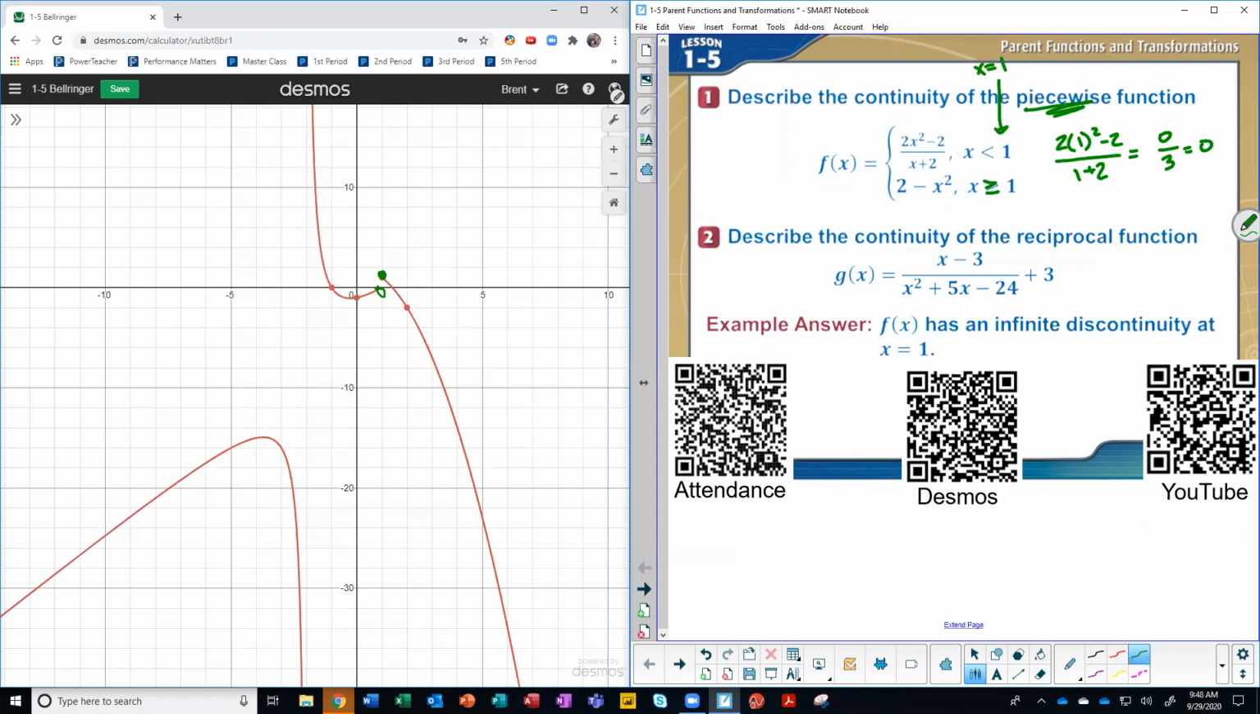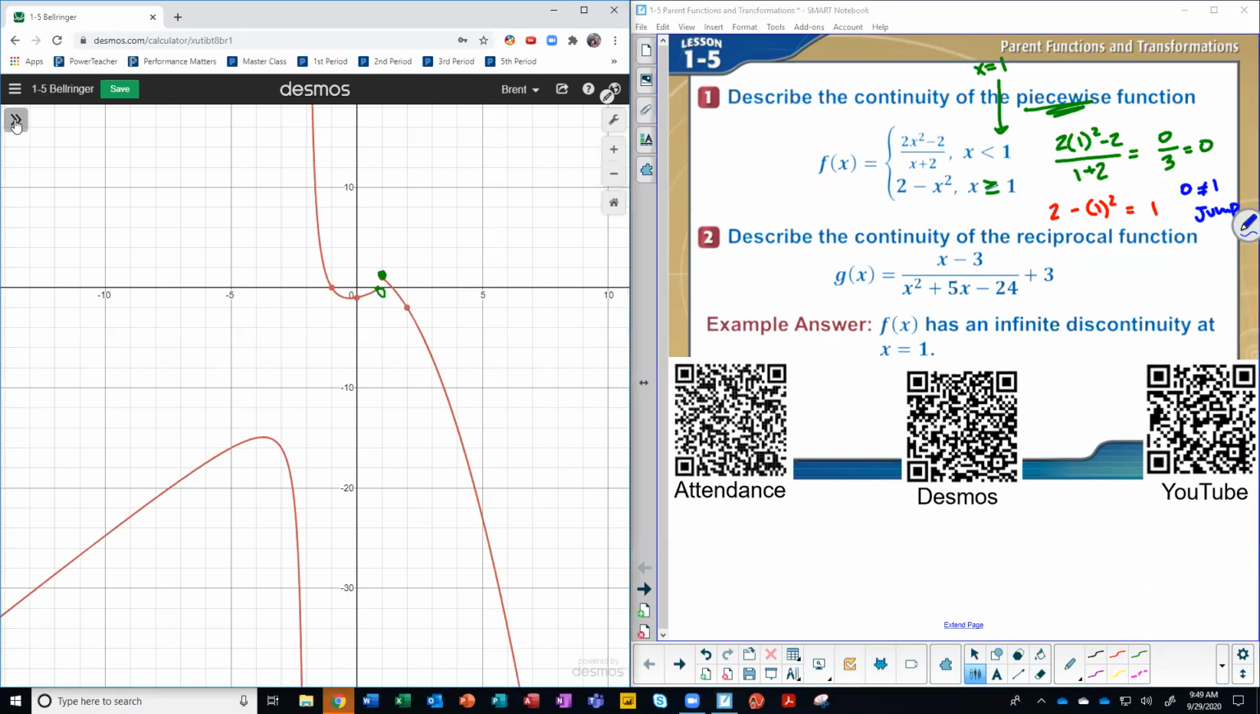When I plug in 1 down here, let me change colors, I have 2 minus 1 squared. Well, 1 squared is 1, so 2 minus 1 is 1. A jump occurs if these two numbers do not equal. Since 0 does not equal 1, we have a jump discontinuity. It would not be a jump if they equaled each other. If we had 0 and 0 or 1 and 1, then it wouldn't be a jump at all. The graph would meet perfectly.